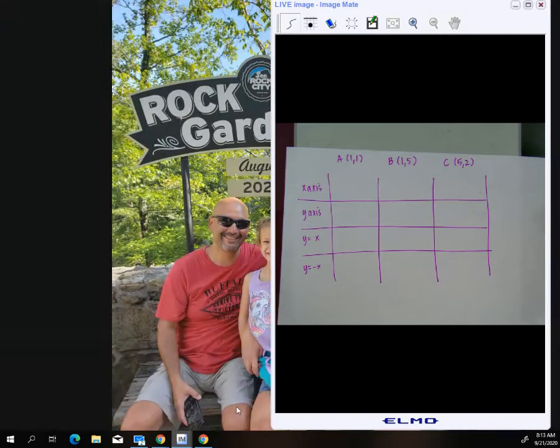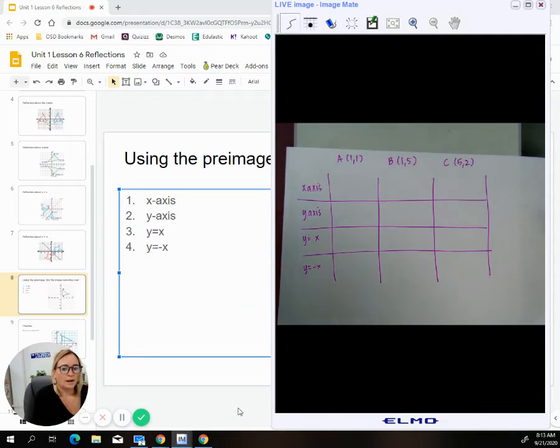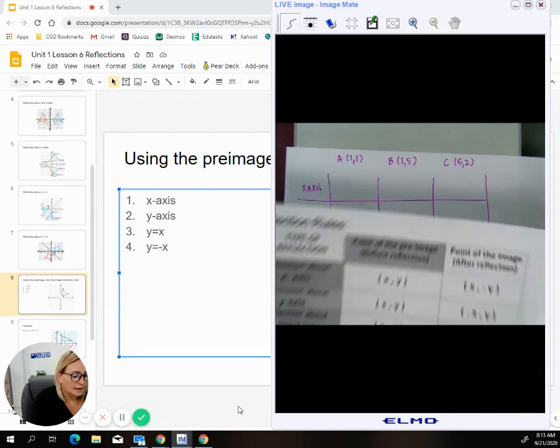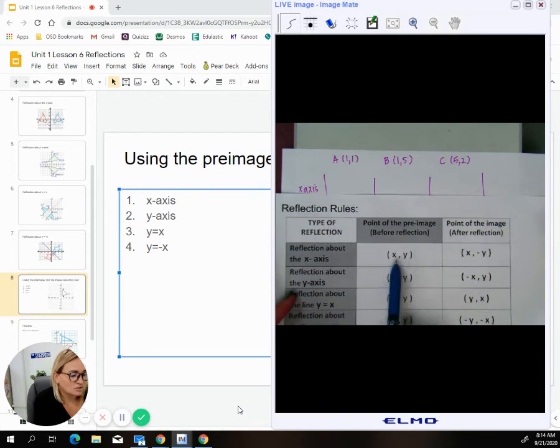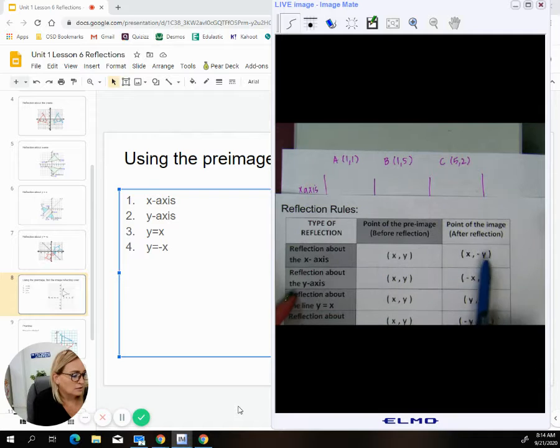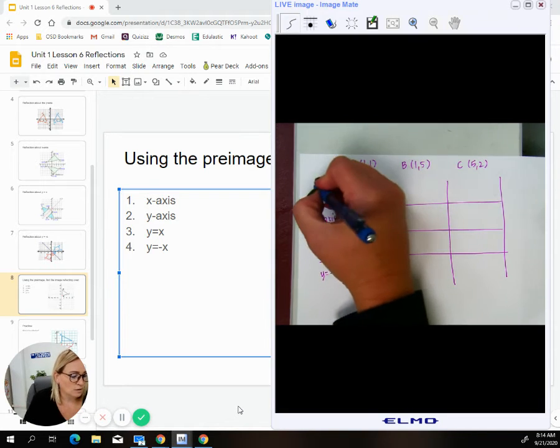Okay, so if I go back to my rules, it tells me that the x-axis changes my points to be the same x and a negative y. So same x, negative y. And I'm just going to write that right here.